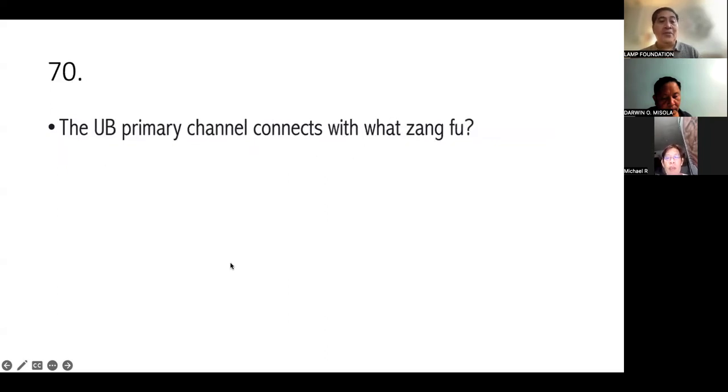Number 70, the primary channel connects with what? The UB primary channel connects with what, Zangfu? The kidneys and the bladder. What else? The eye. The brain. Okay, don't forget the eye, brain, ear. Kidney, bladder, eye, brain, ear.